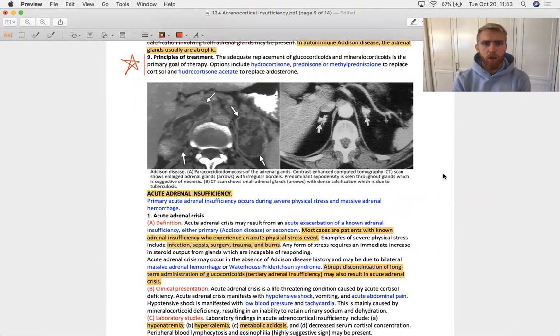And how do we treat Addison disease? Well, you have to give them hydrocortisone, prednisone, something like that, which is basically cortisol. Then you have to give fludrocortisone, which is replacement aldosterone. So getting those glucocorticoids and mineralocorticoids back into the system is our primary goal of therapy.